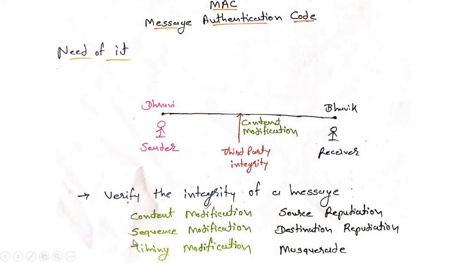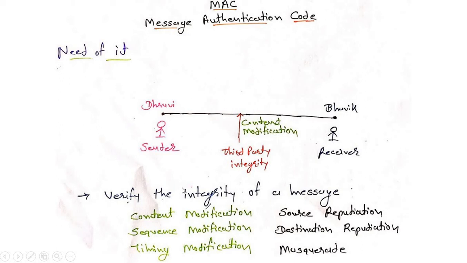They can modify the sequence also. What is sequence modification? We discussed this during computer network packet switching. In packet switching, whenever packets are traveling from source to destination, all these packets follow different routes. But whenever the receiver receives the message, the receiver arranges the packets into the actual sequence. Then the receiver will be able to extract the original message.